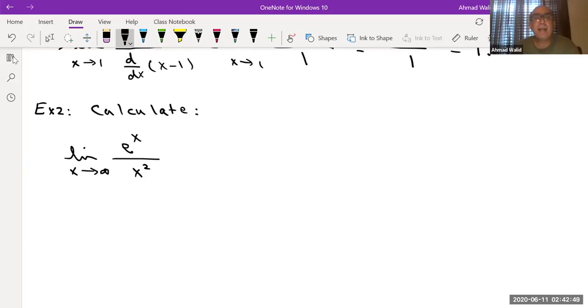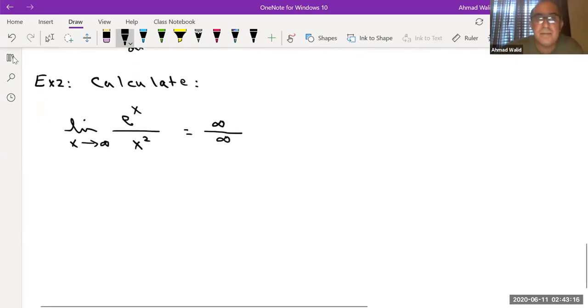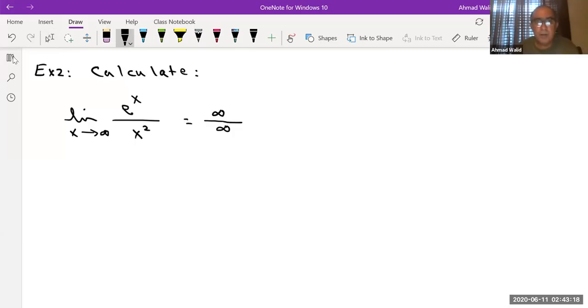Again, first step, plug in. It gives you e to the power of infinity. E to the power of infinity definitely gives you infinity over x squared. It means infinity squared, which gives you again what? Infinity. You see, you end up with infinity over infinity, which is an indeterminate form of limit. Now, what I do, I'll apply L'Hopital's rule.